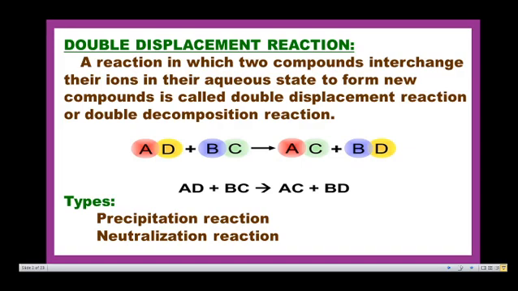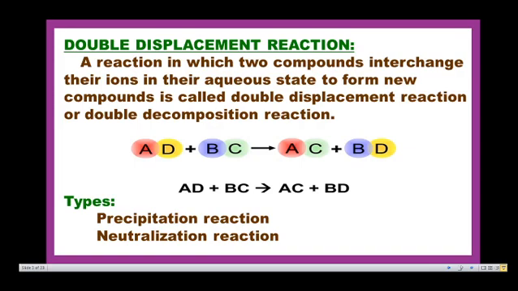What is double displacement reaction? It's a reaction in which two compounds interchange their ions in their aqueous state to form new compounds. So, it is a double displacement reaction. What is aqueous state? When the compounds are dissolved in water, it forms aqueous state. We know that solid, liquid, gas. Likewise, if a compound is dissolved in water, they are aqueous in nature.